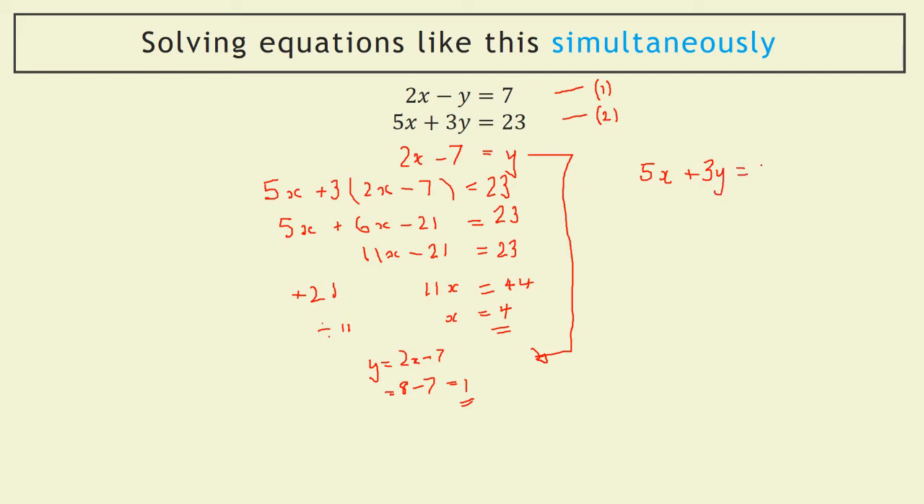5 times x would be 20. 5 lots of 4. 3 times y, 3. 23 was the right answer. Okay, that's what I was after, isn't it? Should we go for another one? Yep.